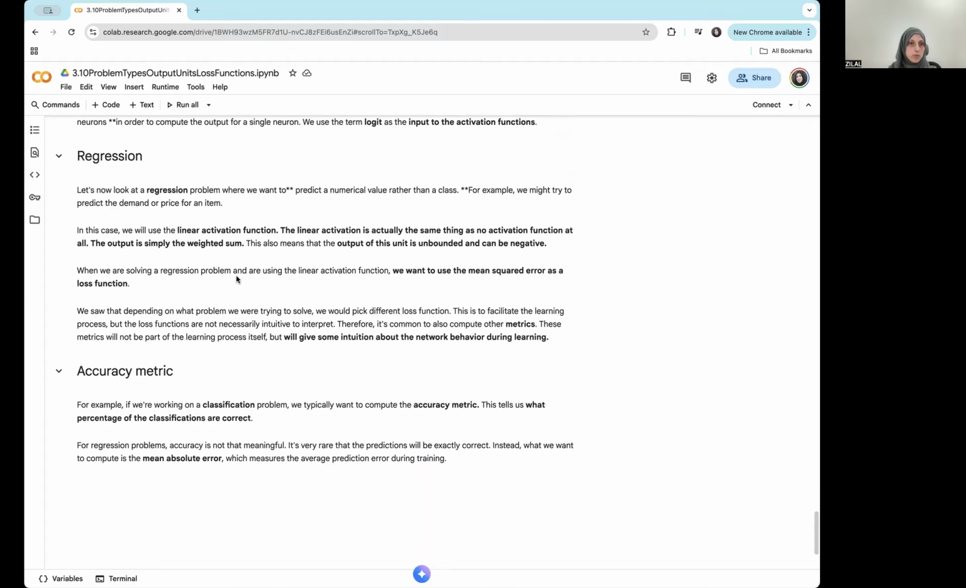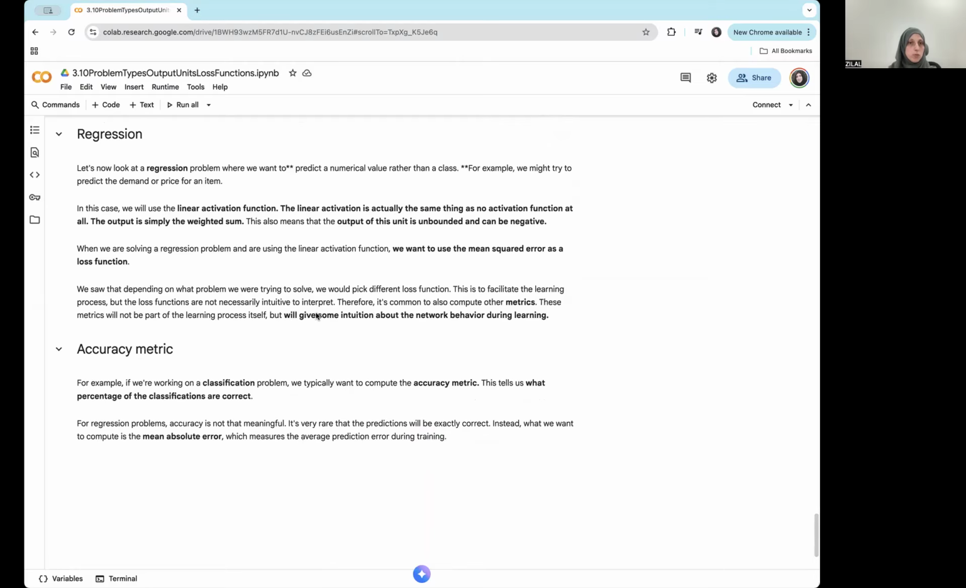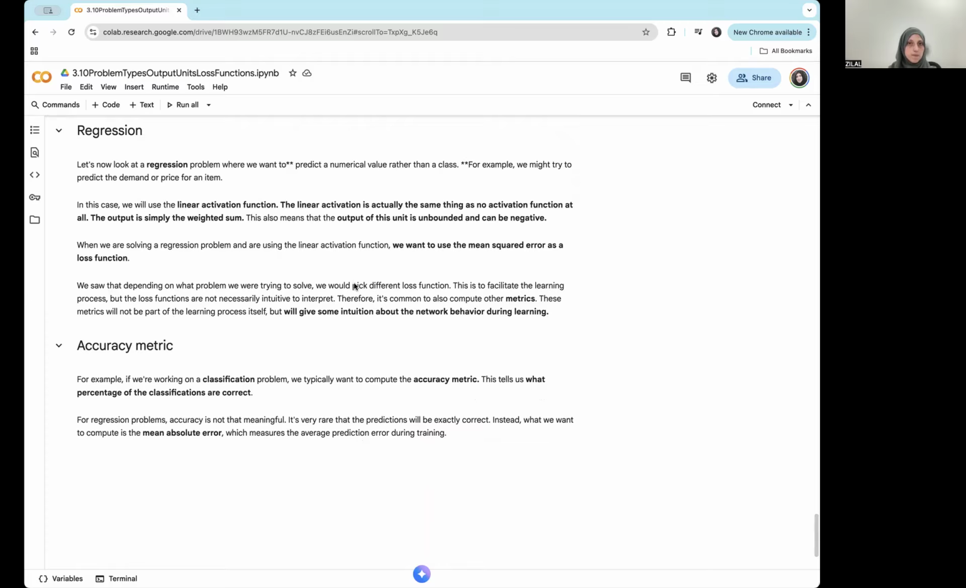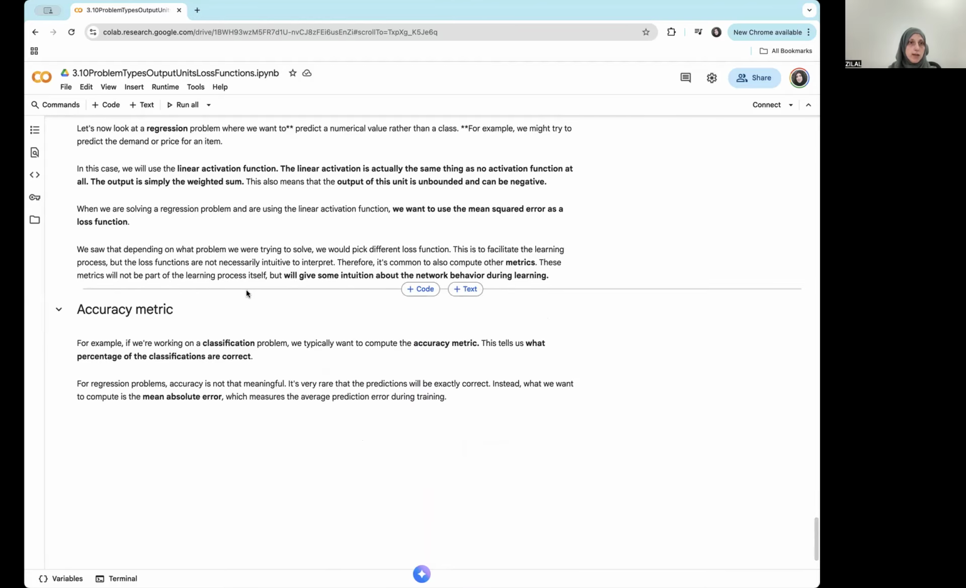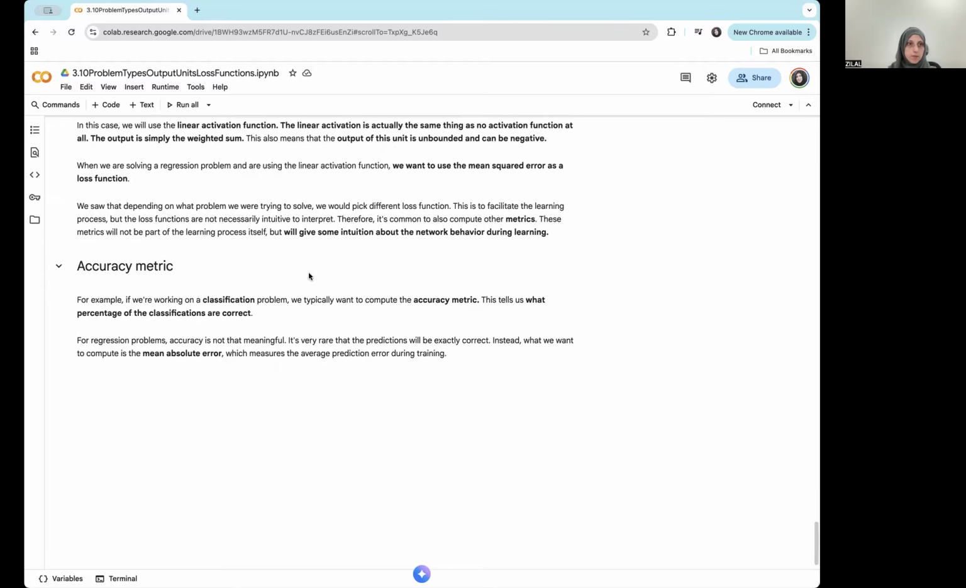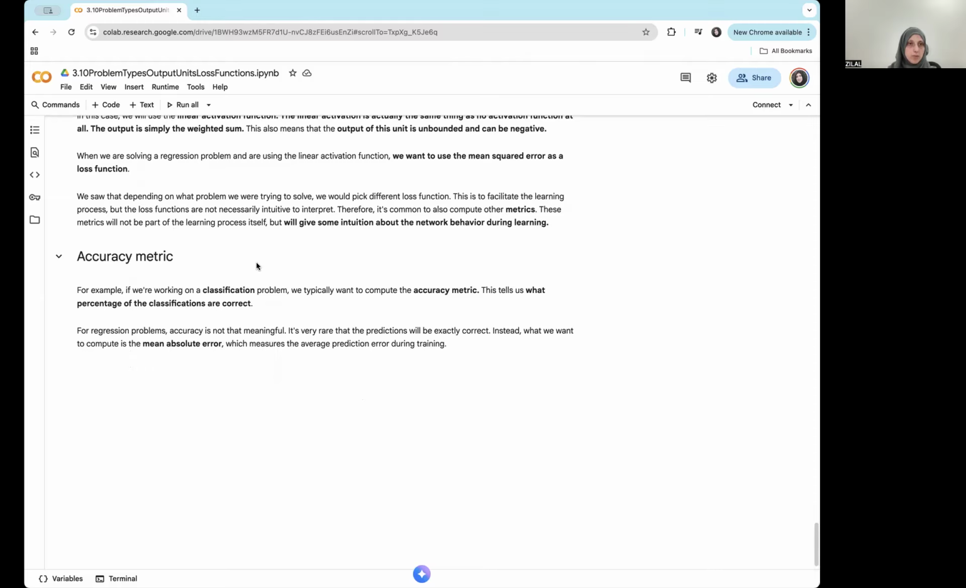Now let's talk about the regression problem, where we want to predict a numerical value rather than a class. For example, we may try to predict the demand or the price of an item. In this case, we will use the linear activation function. The linear activation is actually the same thing as no activation function at all. The output is simply the weighted sum. This also means the output of this unit is unbounded and can be negative. So when we are solving a regression problem and using the linear activation function, we want to use the mean squared error as the loss function.